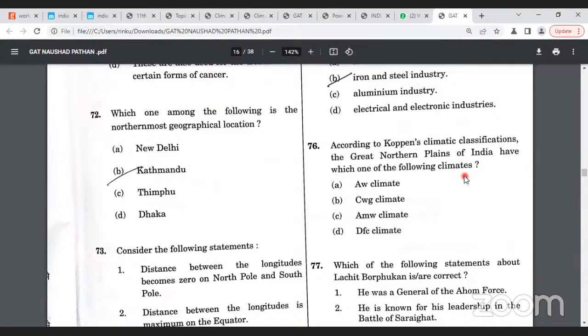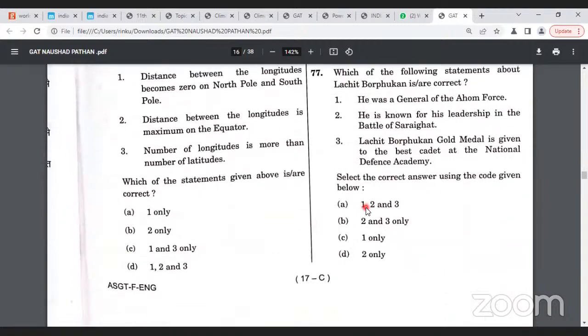The small w stands for dry winters, and the small g is actually identified with the Gangetic Plains, the Ganga Plains. Hence, the Great Northern Plains of India have a CWG type of climate. That is what the climate is known as, the CWG type of climate by the Köppen classification.